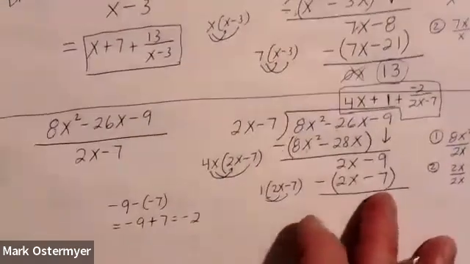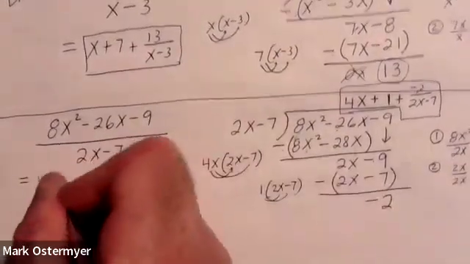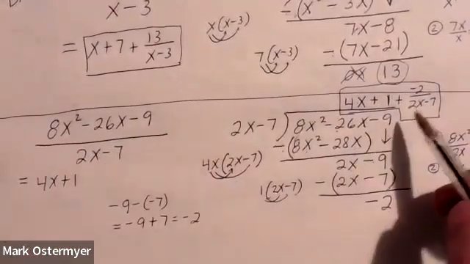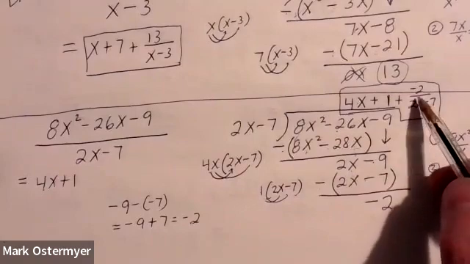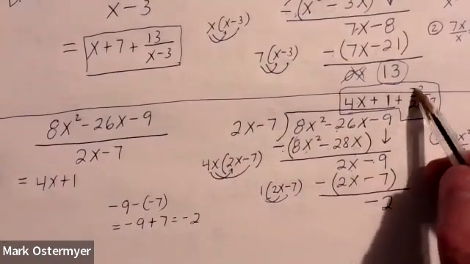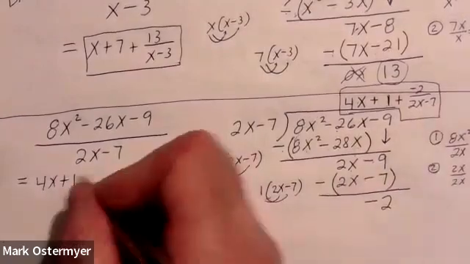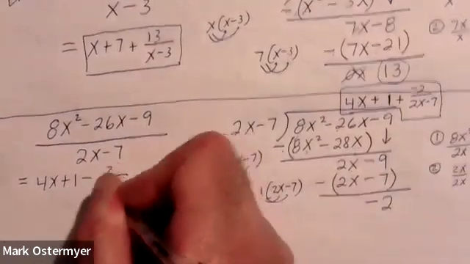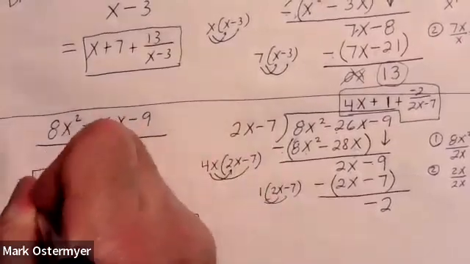And this entire thing is called your quotient. So your entire quotient, after having divided this trinomial by this binomial, is going to be 4x plus 1. Now, instead of saying plus a negative 2 over 2x minus 7, a more compact way of combining these signs is just to say minus 2 over 2x minus 7. Minus 2 over 2x minus 7. There's your answer. That's your quotient. Okay.